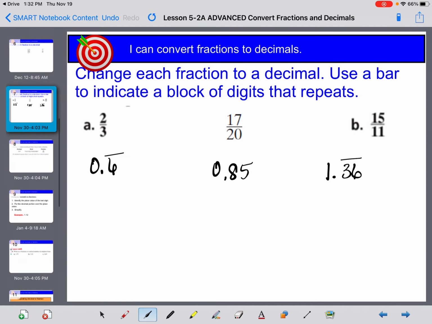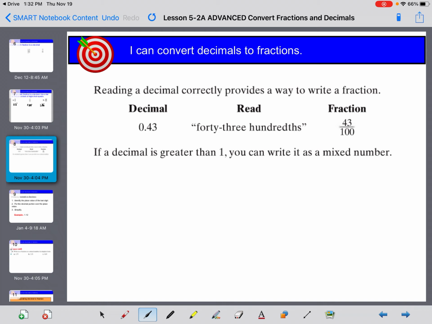Reading a decimal correctly provides a way to write the fraction. If your decimal reads 43 hundredths, then your fraction is 43 over 100. This is the reverse of what I was saying earlier. So now I'm going to give you the decimal instead of giving you the fraction, and I'm going to ask you to convert it to fraction form. It's super easy when you read the number. If a decimal is greater than 1, you can write it as a mixed number.